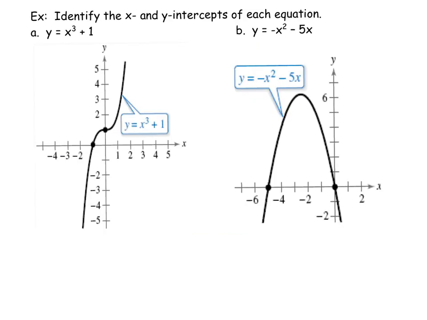On that example set up above, we just stated how many there were. In this part, we're identifying the x and y intercepts of each equation. When you're asked to identify them, we're going to do so with ordered pairs. In the first example, y equals x cubed plus 1. This is called a cubic function.